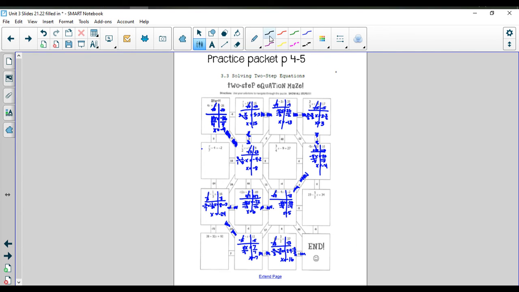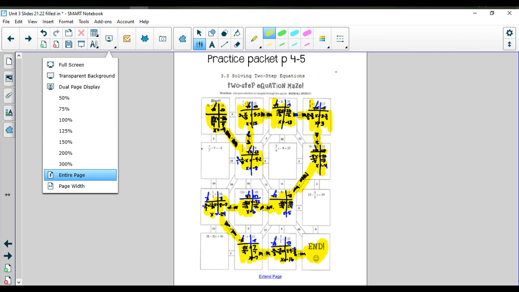So looking at the entire page, if you're trying to look at just our general path, we started here, went down to here, went up to here, over to here, over to here, down on this diagonal to here, to the left, down on this diagonal to the right, and then over to the end. So that was our pathway on that one.